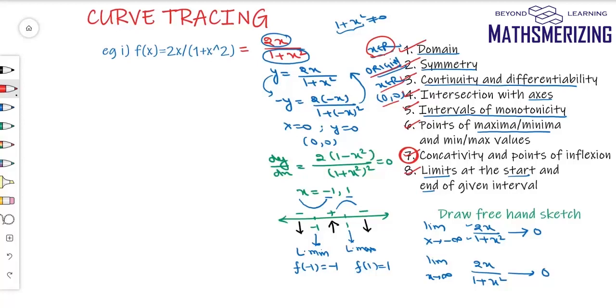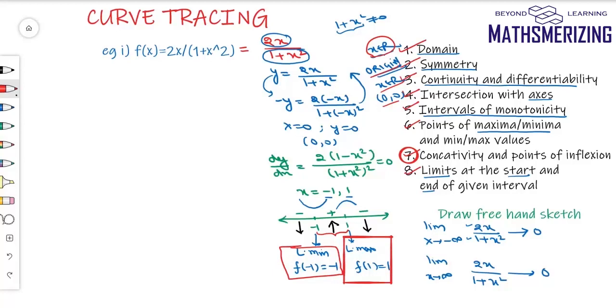Now, fifth one is interval of monotonicity. So between -1 and +1, it will be an increasing function, and when x is less than -1 or when x is greater than 1, it will be a decreasing function. It will have a local minimum at x equal to -1, and it will have a local maximum at x equal to +1, and their values are -1 and +1 respectively.